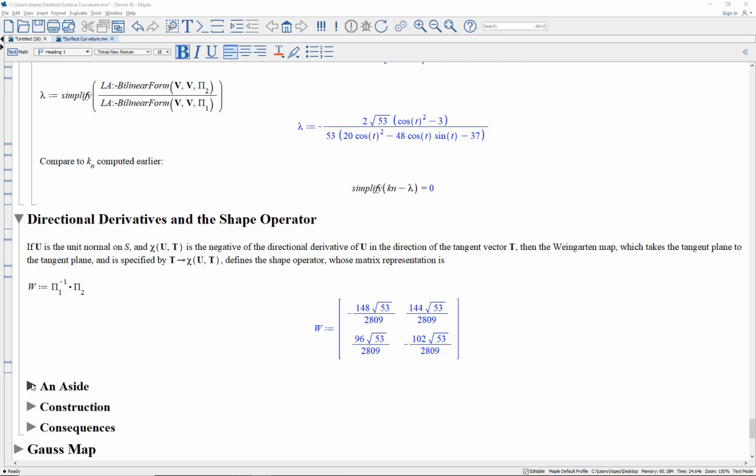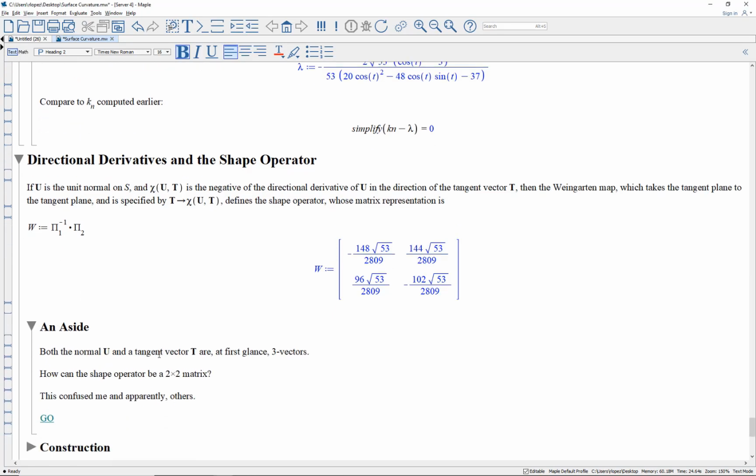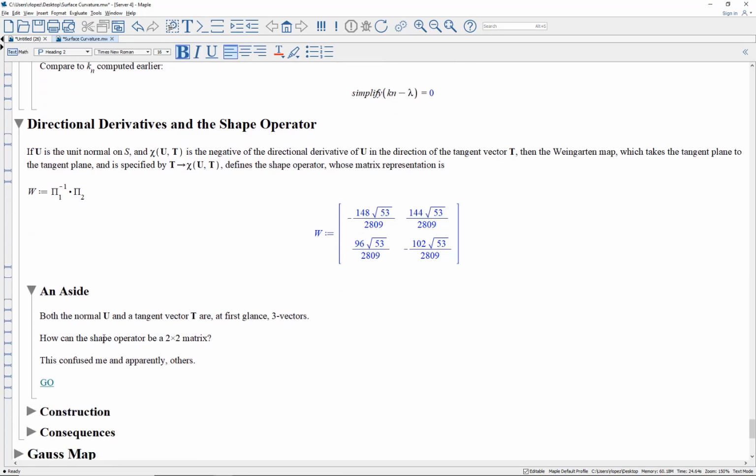Now I've just got to do this aside because it poses the question that plagued me for a long time, as I just said before. You compute a normal vector. It's got 3 components. It's a space vector, and a tangent vector is a space vector. It's got 3 components. The shape operator has 2 components. It's a 2 by 2. How can you get anything with this mismatch?